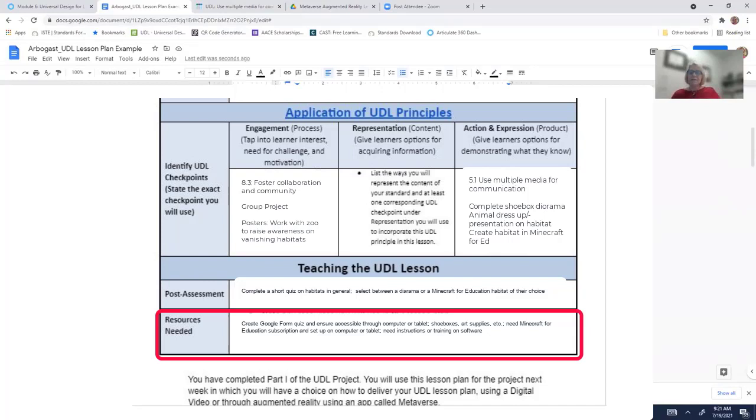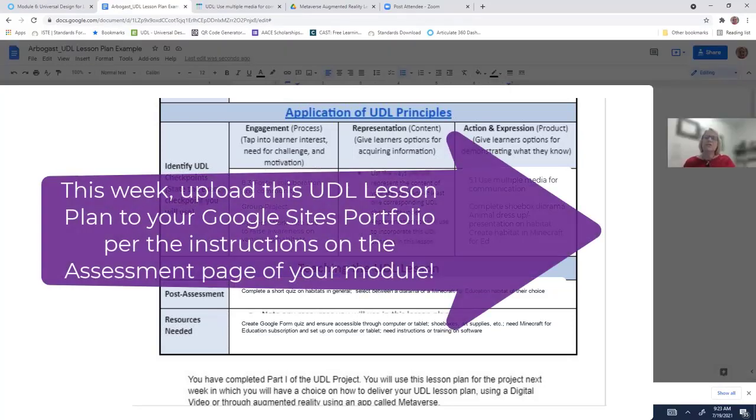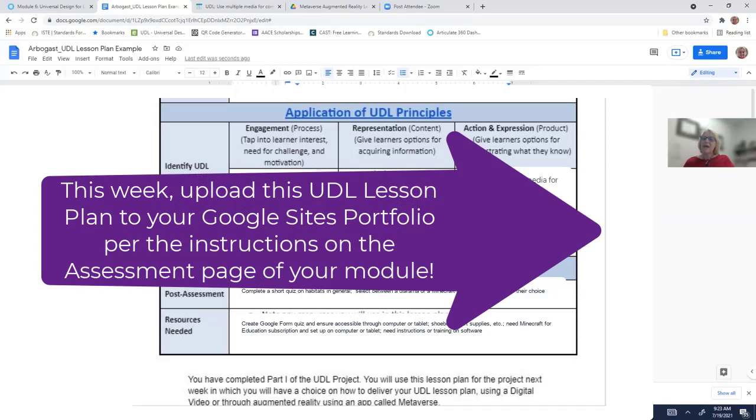I like this. As it says, you've completed part 1. We're not going to worry about part 2 until next week. You'll be uploading it to your Google site. And that's it. That is the lesson plan. It looks good. Make sure you're taking the time to really look at your academic standards, figuring out your learning objectives, and spitballing some of these ideas for your lesson plan.